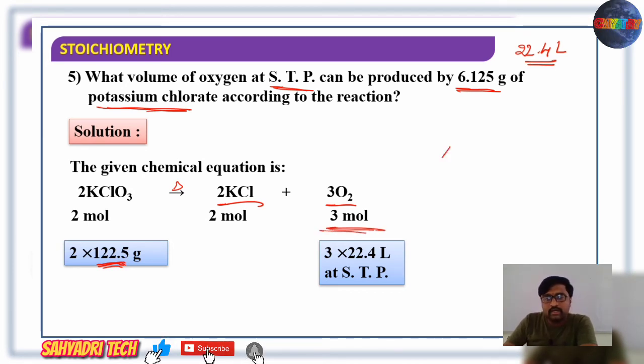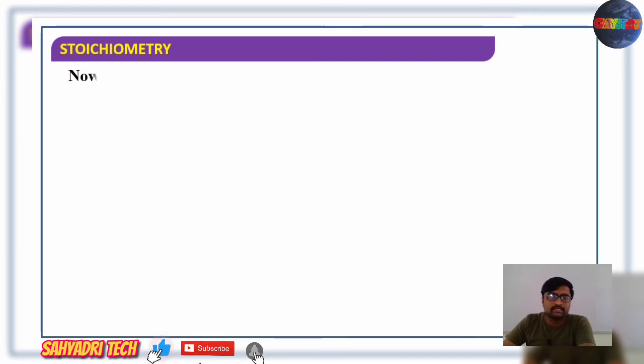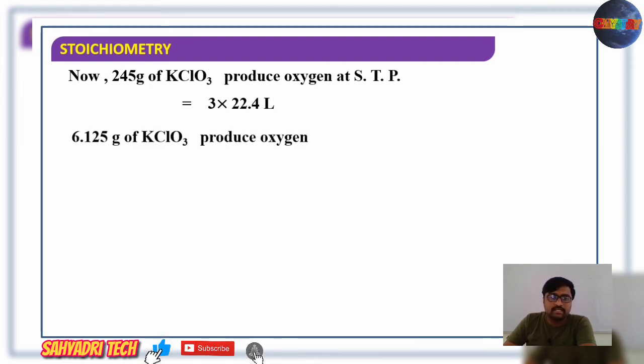1 mole of gas, as I already said, occupies 22.4 liters of volume. So 3 moles means 3 into 22.4 liters. So 2 into 122.5 gram of KClO3 on decomposition produces 3 into 22.4 liters of oxygen at STP. That is the standard stoichiometric relation. So 245 gram of KClO3 produces 3 into 22.4 liters of oxygen at STP.